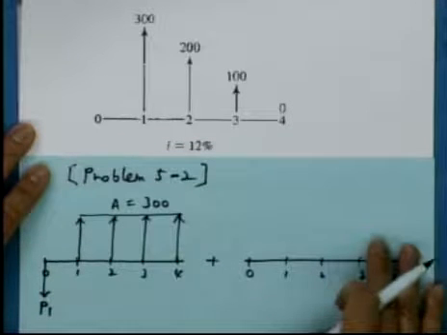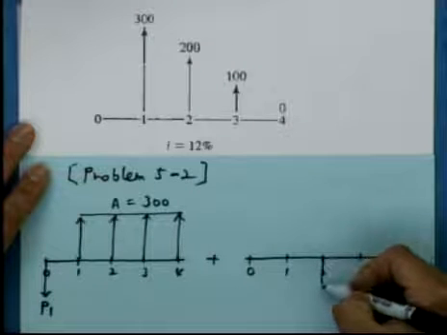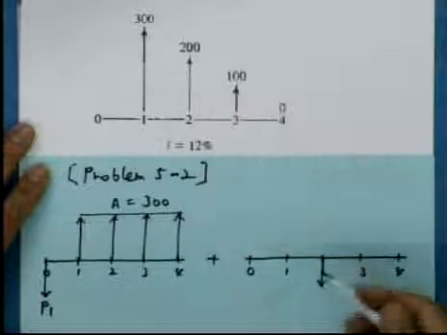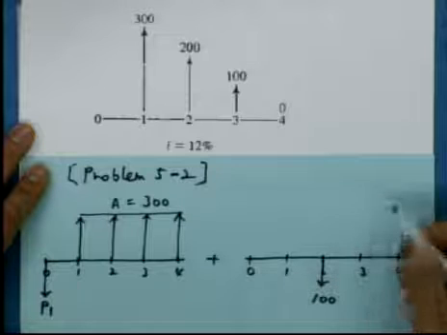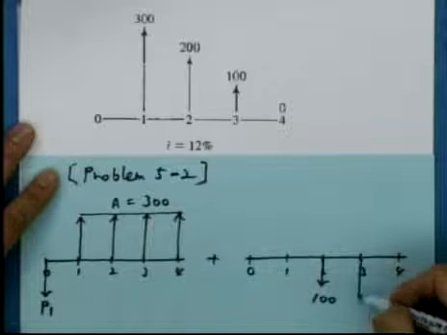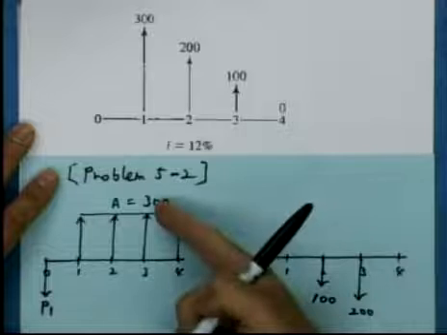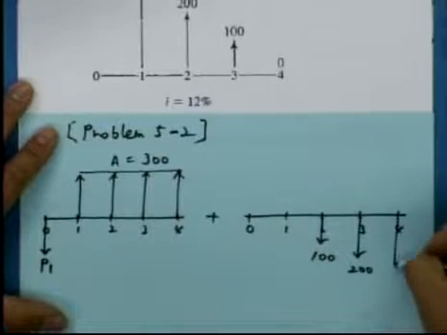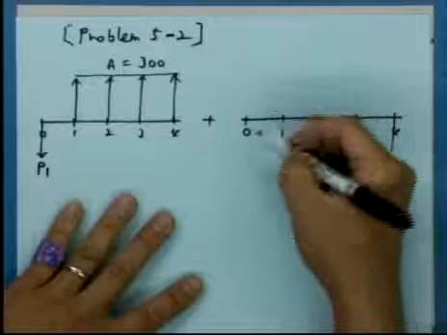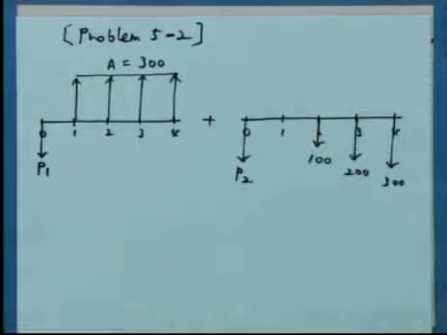Then what is left over here? We have negative cash flows, right? So at the end of period 2, we have negative 100, right? 200 minus 300 becomes negative 100. At the end of period 3, 100 minus 300, so we have negative 200. At the end of period 4, 0 minus 300 becomes negative 300. So like this, right? And let's say the present sum of money equal to P sub 2.